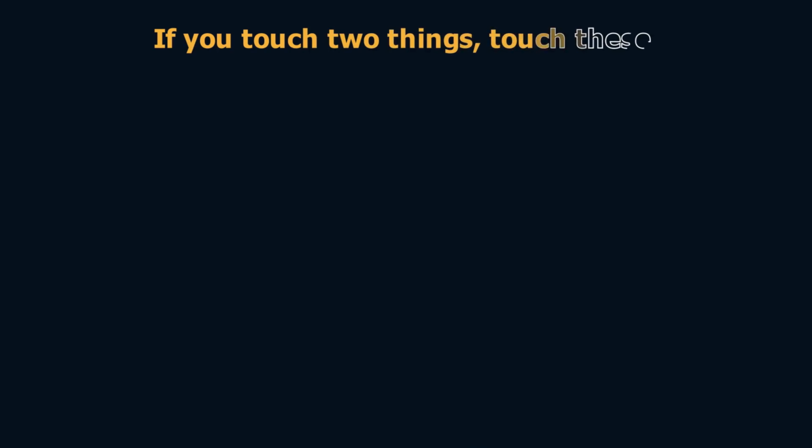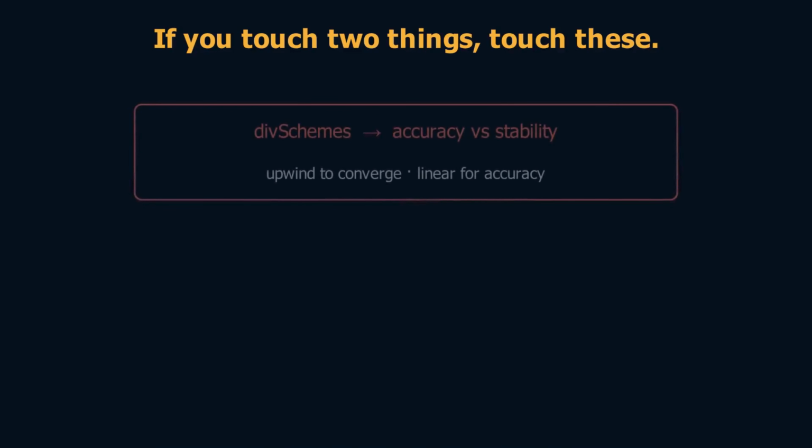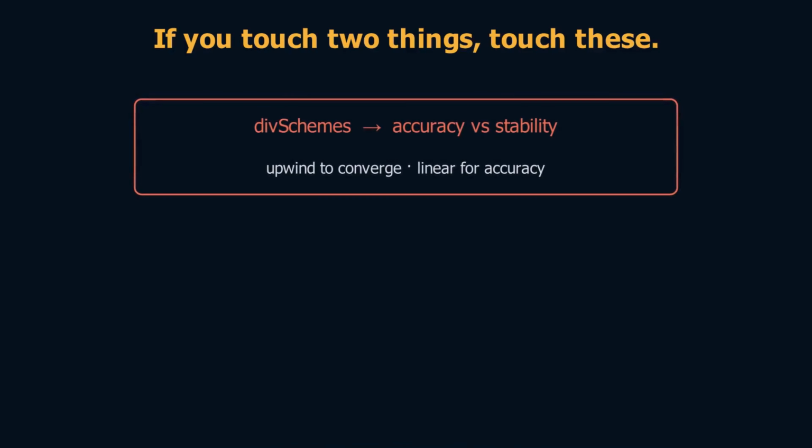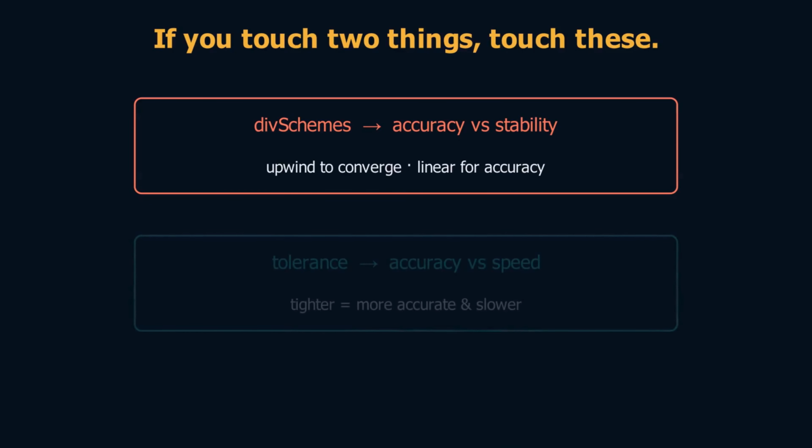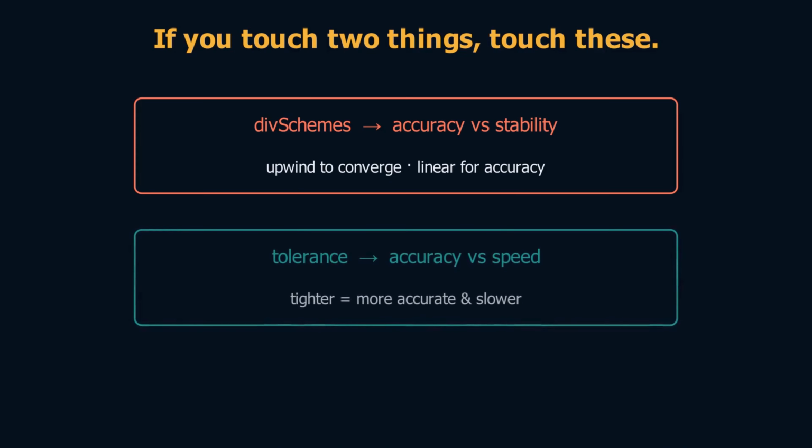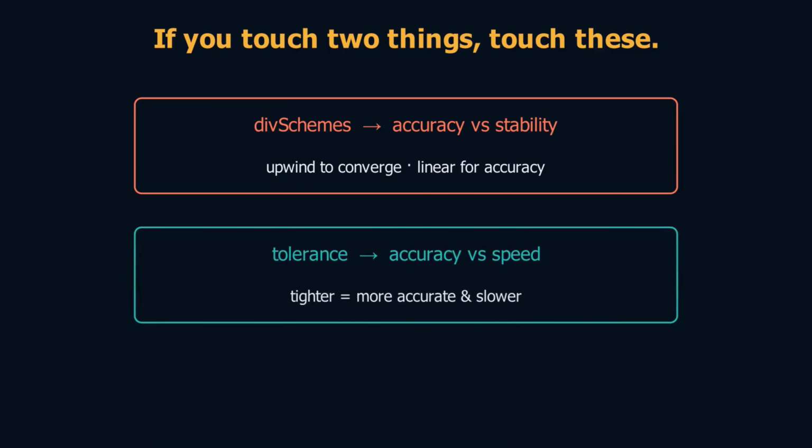That's a lot of settings. But as a beginner, only 2 really demand your judgment. Everything else, leave at the sensible defaults. 1. The div scheme. It trades accuracy against stability, and it's the first thing to change when a run won't converge. 2. The solver tolerance. It trades accuracy against speed. Master these 2 dials and you can steer almost any case.